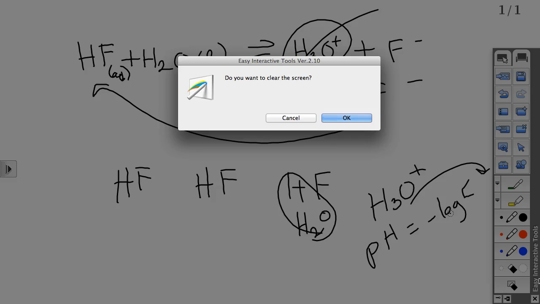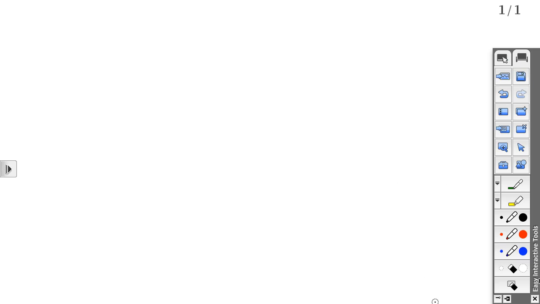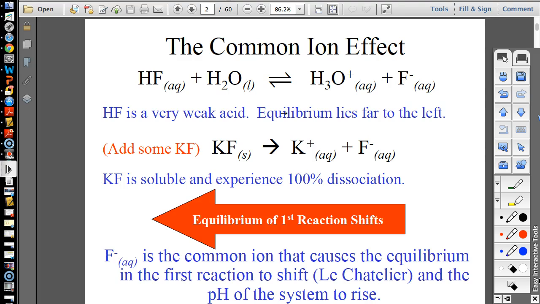I feel like I'm going to have to come back to this screen a lot today. And I'm alright with that. So anyway, since KF is soluble, it experiences 100% dissociation. This F is a common ion, drives the equilibrium back to the left. And so your pH is actually going to rise. Man, this is just a throwback to Le Chatelier. You okay? All right. Let's look at another one of those.